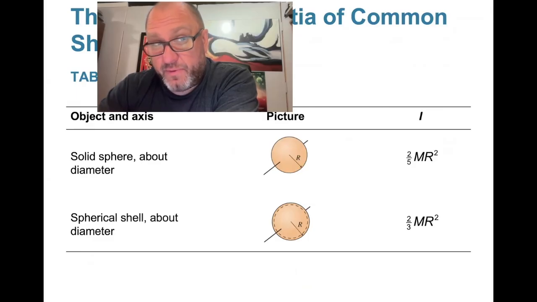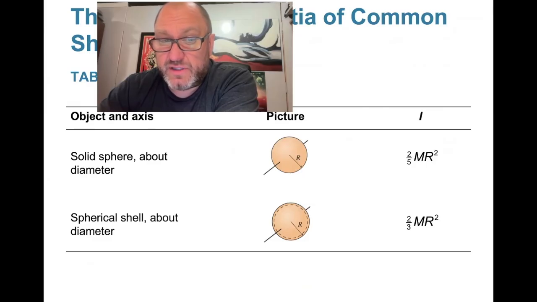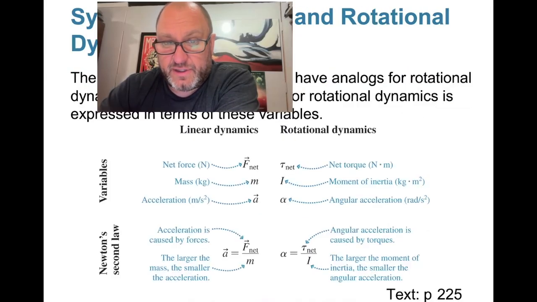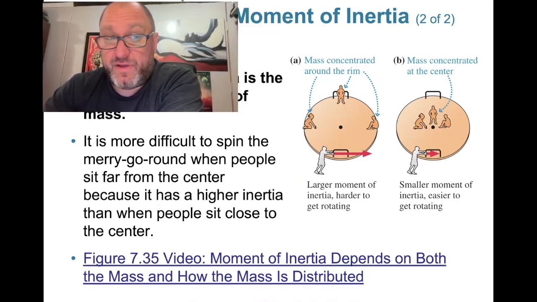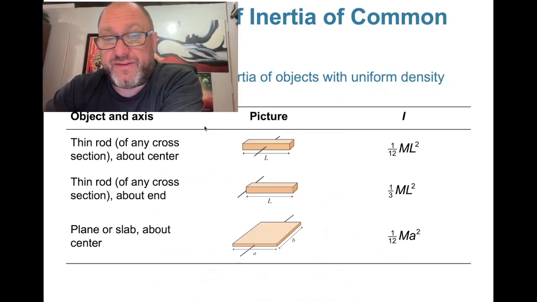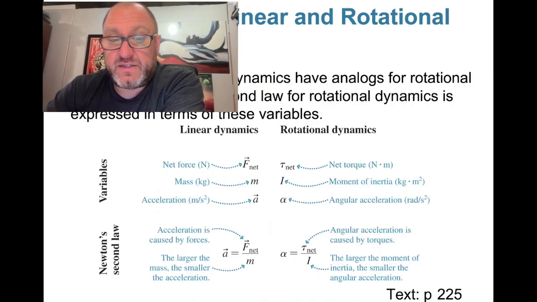Okay, so for the problem here, it says the moment of inertia of a spherical shell about the diameter is 2/3 mr squared. And this is important for a lot of reasons, because it tells us a lot about how things can rotate. Are they going to rotate fast or are they going to rotate slow?